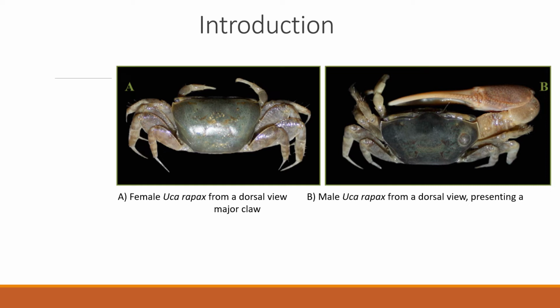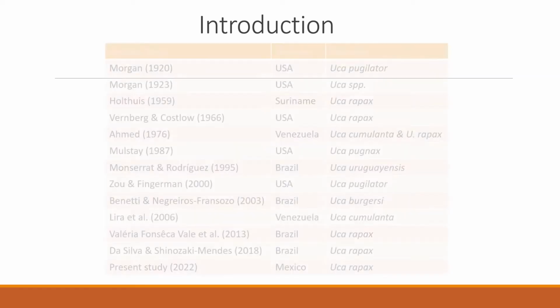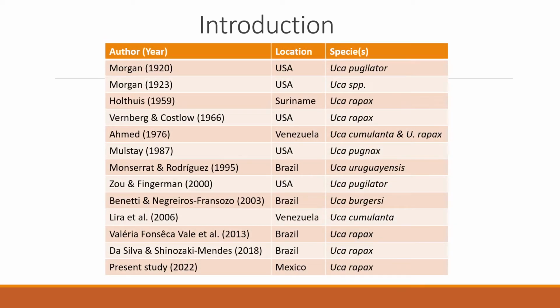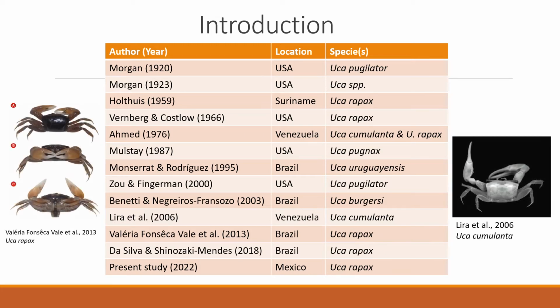However, several cases of these abnormalities are registered more and more often. As we can see in the following table, which is a modification of Valeria Fonseca et al. 2015, in which they registered 11 cases of abnormal chelipeds. Then Da Silva and Shinozaki-Mendes in 2018 found Uca rapax too. And finally, in the present study, we also found a hypertrophied Uca rapax. These are some images from other authors.